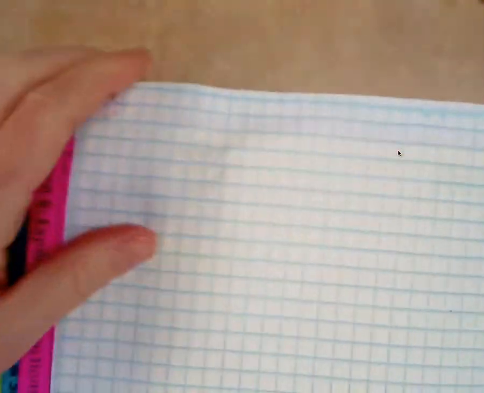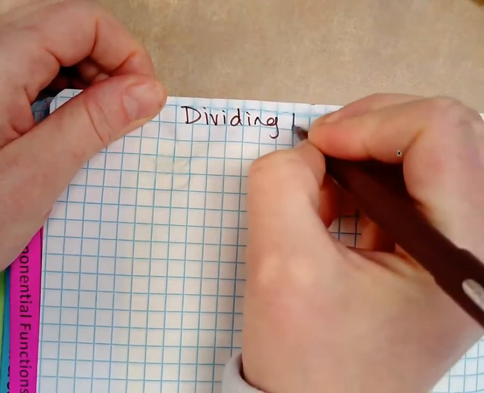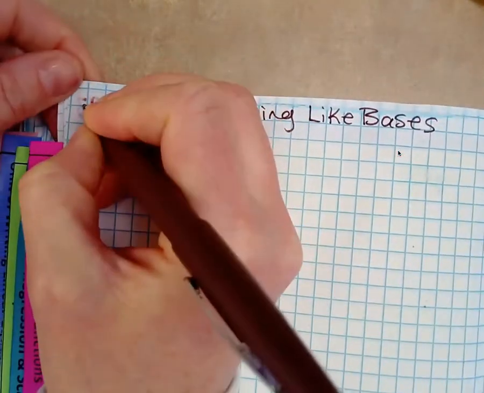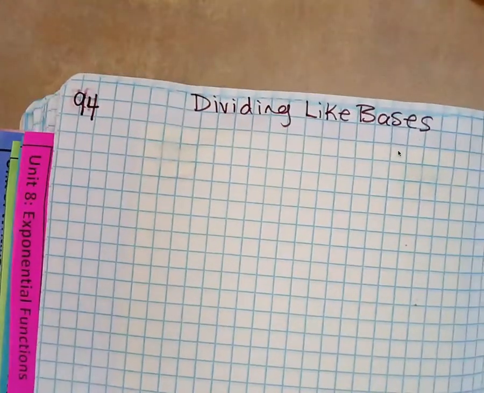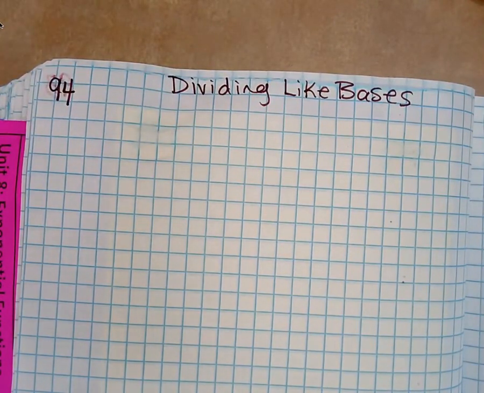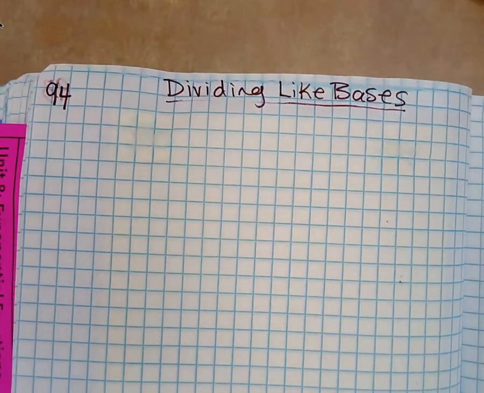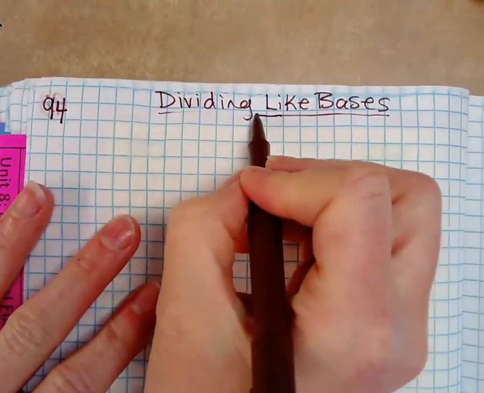All right, we are continuing on with exponent rules. So today we are going to talk about dividing. So let's write on here, dividing like bases. That is the title. So this is another problem string that we're going to do, like what we did last time, where we found a rule for when we divide like bases.